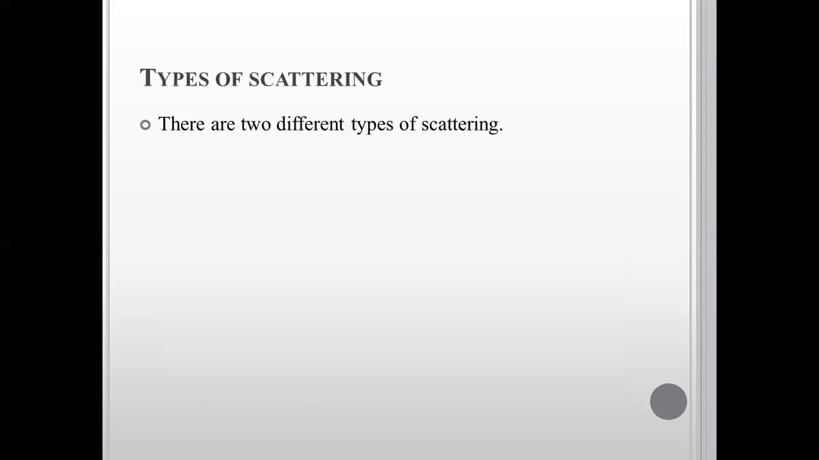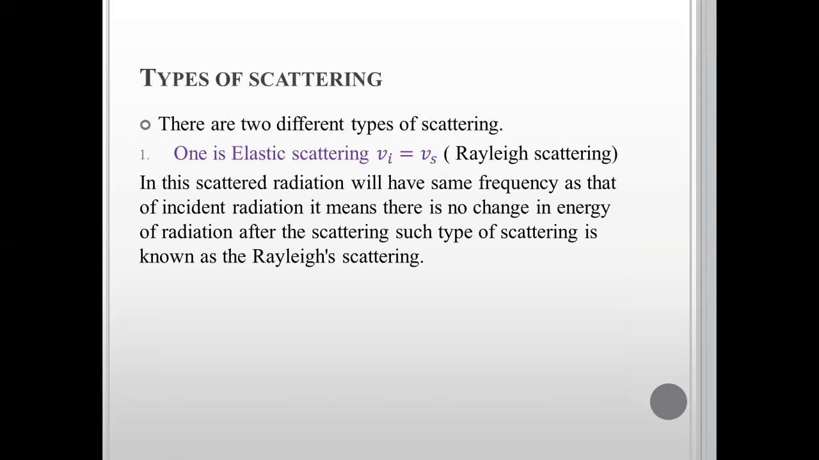So there are two different types of scattering. First is elastic scattering, which is also called Rayleigh scattering. In this scattered radiation, we will have the same frequency as that of the incident radiation. It means there is no change in energy of radiation after the scattering. Such type of scattering in scientific language is known as Rayleigh scattering. But here we are not interested in Rayleigh scattering. Most of our scattering is elastic scattering. It means most of the light is scattered without any change in frequency.